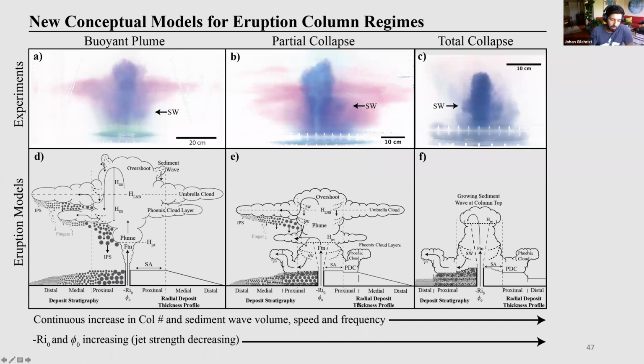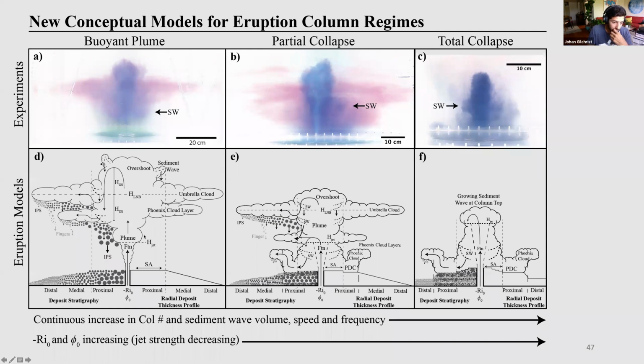So on the bottom here is kind of incorporating the regime diagram that goes with these model sketches, with this arrow here. As we go from buoyant plume to total collapse, the Richardson number and the particle volume fraction are increasing, which means the jet strength is decreasing and the particle volume fraction is increasing. And now I want to go through a buoyant plume, partial collapse, total collapse evolution, because there's evidence that eruption columns often go through this evolution, or they'll go through, for example, a partial collapse to total collapse evolution, which could have been the case for Pinatubo.